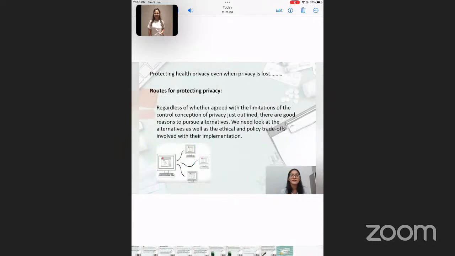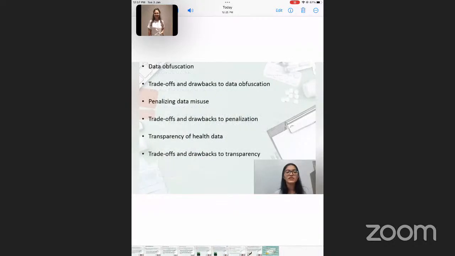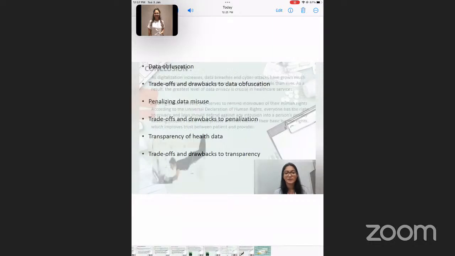Protecting health privacy even when privacy is lost. The reasons for protecting privacy: regardless of whether one agrees with the limitations of the control conception of privacy just outlined, there are good reasons to pursue alternatives. We need to look at the alternatives as well as the ethical and policy trade-offs involved with their implementation. Data obfuscation, trade-offs and drawbacks to data obfuscation, penalizing data misuse, trade-offs and drawbacks to penalization, transparency of health data, and trade-offs and drawbacks to transparency.